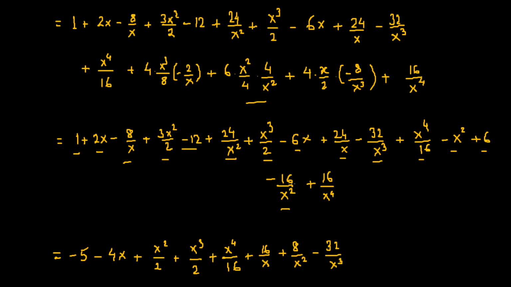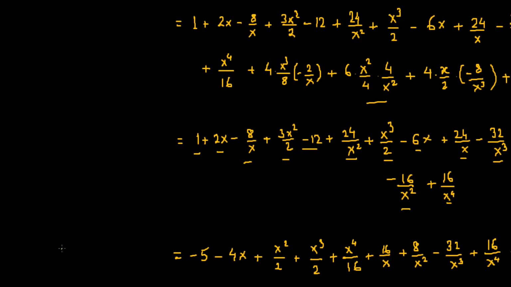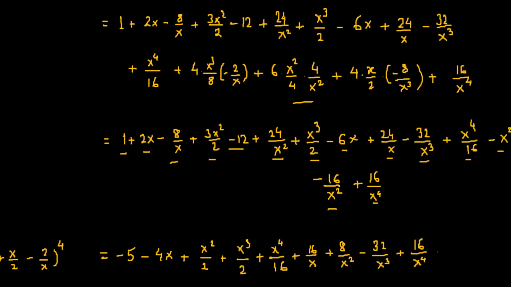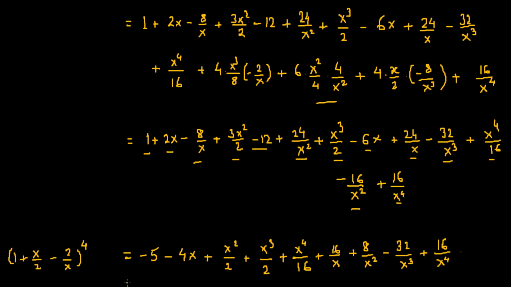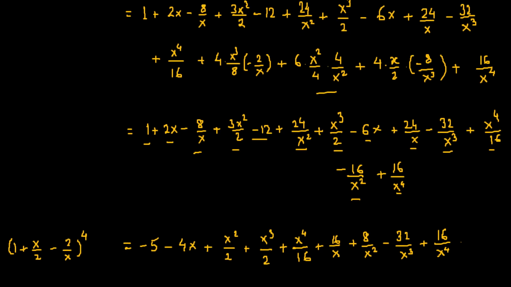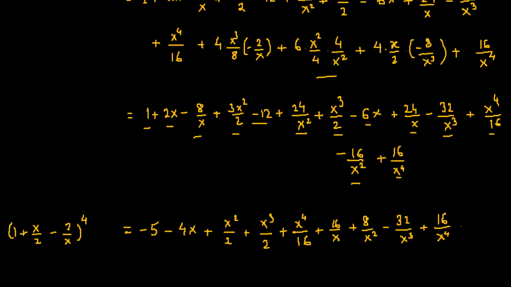And the final one is 16 over x raised to the power of 4. So the fourth power of x. Okay, so this is the final answer. So this is the expansion of (1 + x/2 - 2/x) whole raised to the power of 4. Very lengthy answer, very lengthy steps were involved, but nonetheless, this is how it's done. So here we go. So this is the final value for the expansion of the given binomial expression.